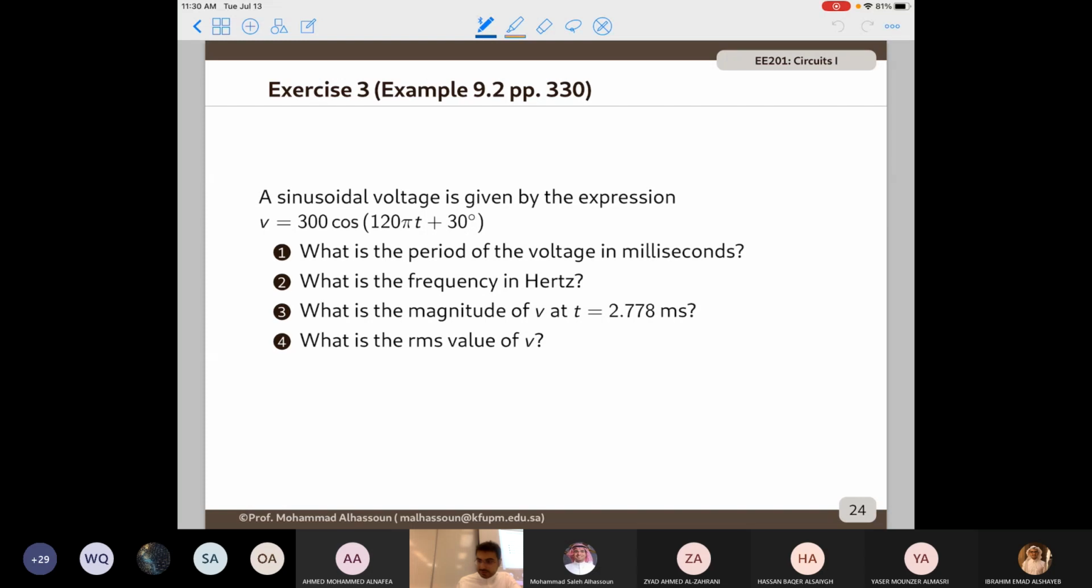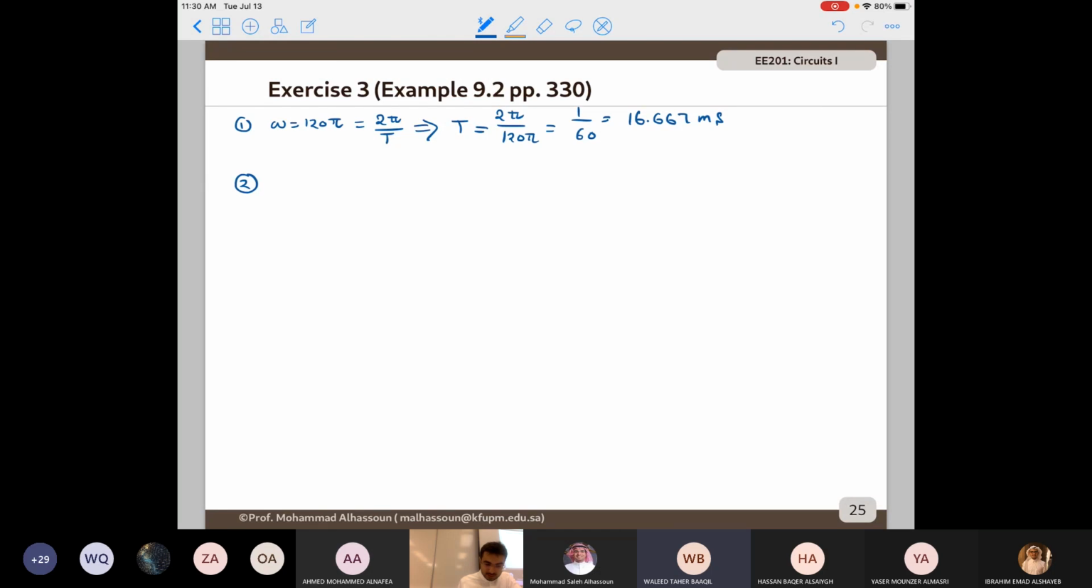Okay, Walid, what is the frequency? The frequency is 1 over T. And T is 1 over 60, so the frequency is 60 hertz.